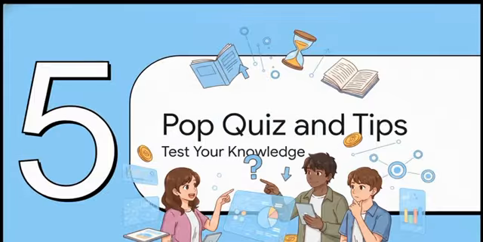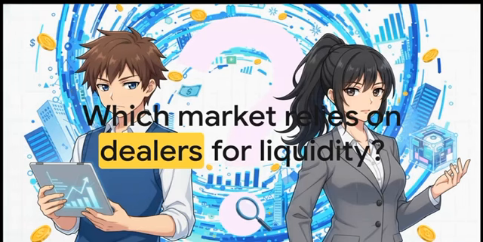Almost to the finish line. Part 5, Pop Quiz and Tips. All right, class, time to see if you are paying attention. We've covered the foundations, the order types, the hidden costs, and the new tech. Here is your CFA Level 1 Pop Quiz. Read it carefully. Which market relies on dealers to provide liquidity? Is it A, order-driven, B, quote-driven, C, brokered, or D, hybrid? Take a second, think back to our market types breakdown, and lock in your answer.